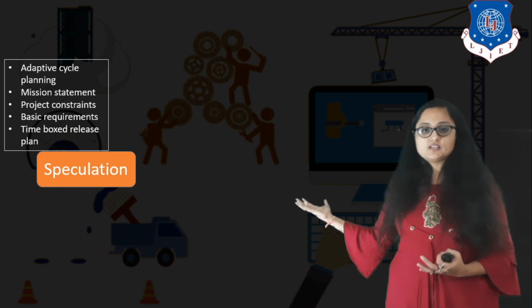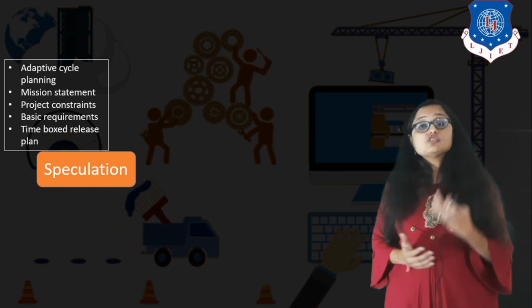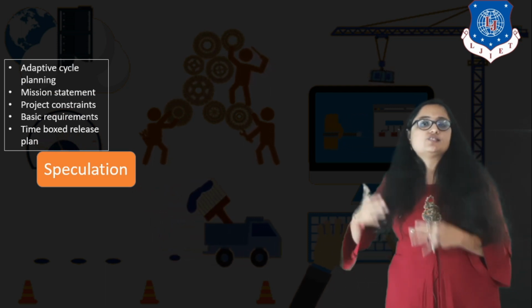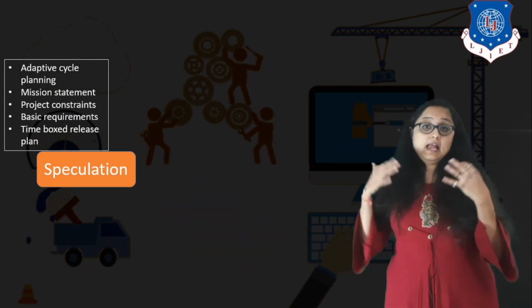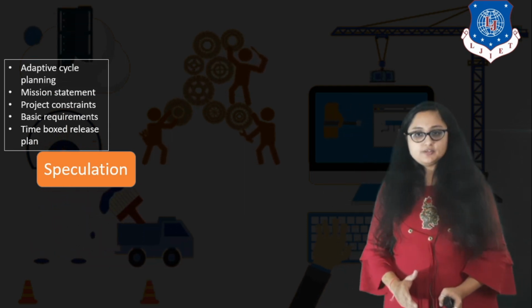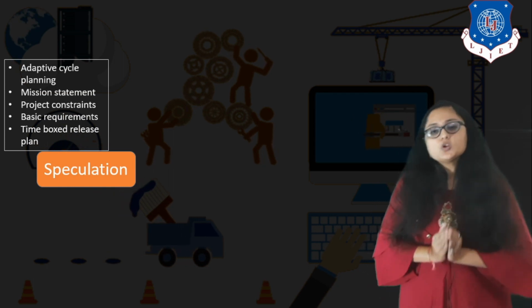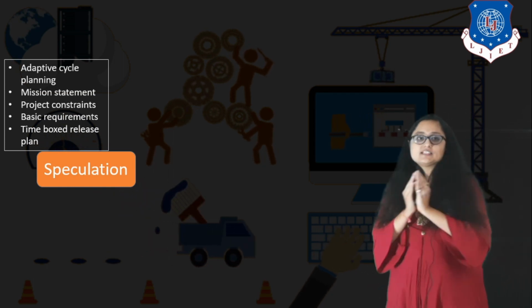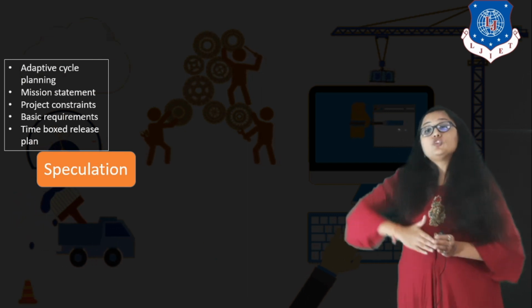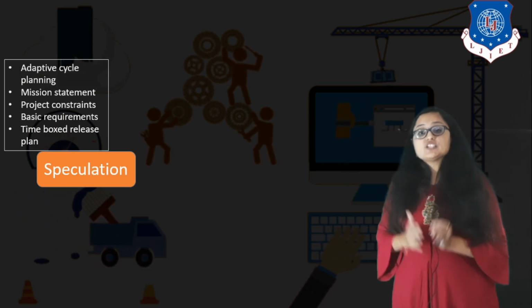So the planning is done in speculation. Also the project constraints are discussed, that is, what are the different constraints on this project and how can we deal with the constraints, what are the basic requirements, right? And the main focus of speculation is a time-boxed release plan. So we have to develop a release plan which is time-boxed, right?